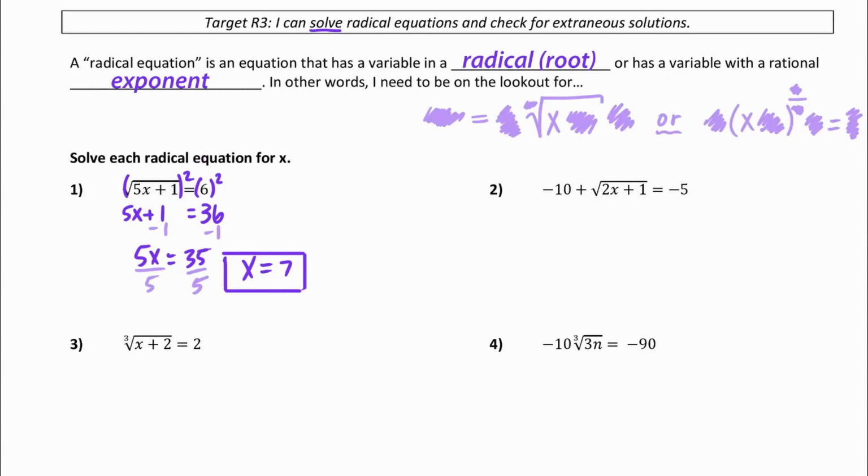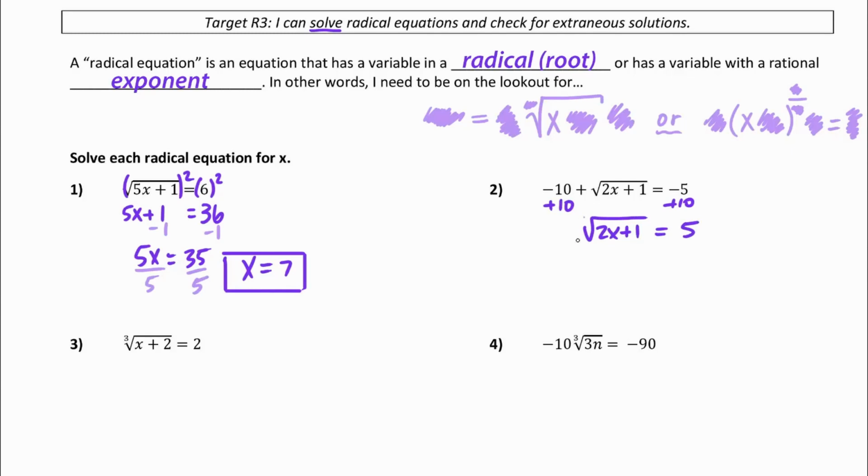The calculator would also work. So if we're going to jump into number 2, number 2 just has a little bit of extra stuff to isolate the root. That's always your goal, is to get that root by itself. And so we're going to add 10 right away. We get square root of 2x plus 1 equals 5.